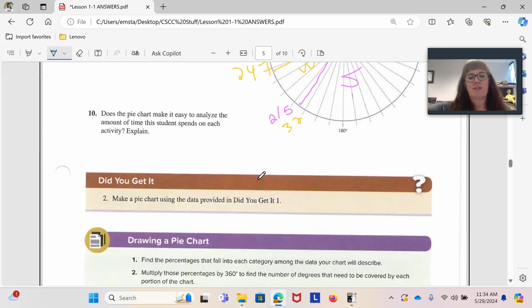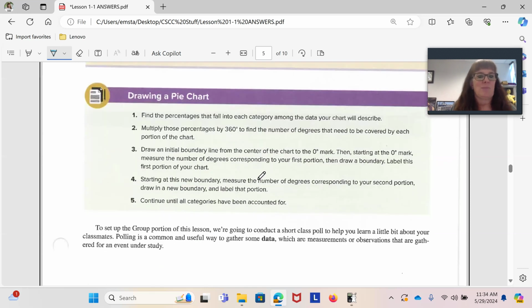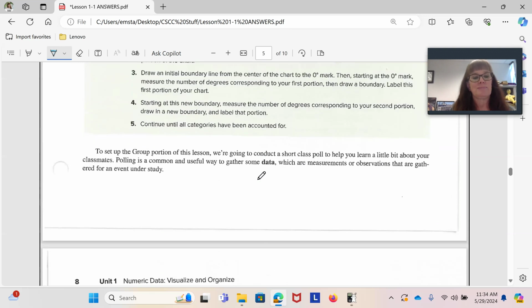Towards the bottom of this page, they have a nice purple box. Purple boxes are always important information. They are things that you might want to look at more closely. This one's telling us how to draw a pie chart.